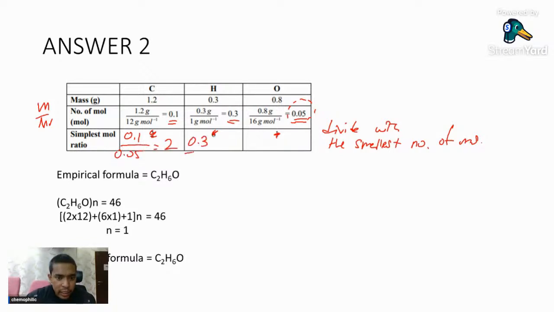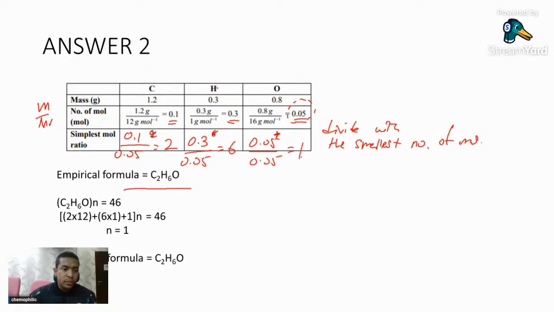Here 0.3 divided by 0.05, we got 6. And here 0.05 divided by 0.05, we got 1. So which is why the empirical formula will be C2H6O is 1. So that's why it's C2H6O. Okay, all right. So now we have got the empirical formula.